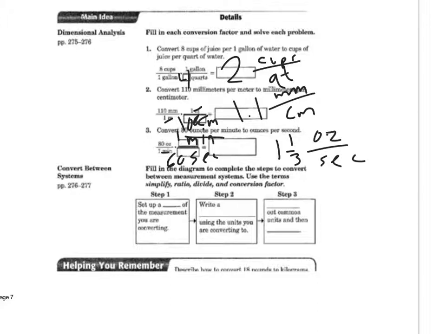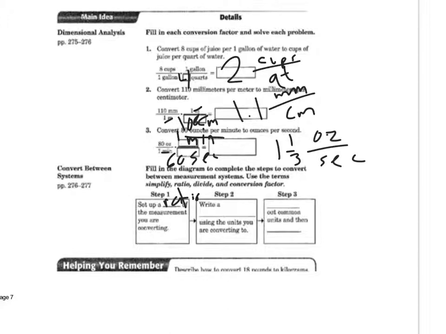Now let's fill in the blank. They just give you a diagram that shows you the steps to convert from one measurement system to another. So let's figure out step 1. It says set up a blank. You've got simplify, ratio, divide, and conversion factor. What do we want? Ratio. You want to set up a ratio. So in the blank you need to write the word ratio of the measurement you are converting.